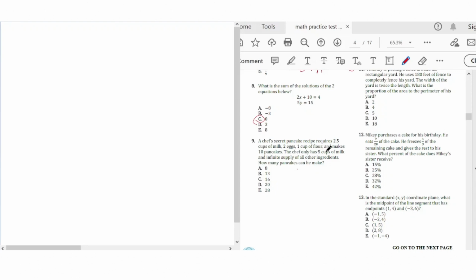The chef only has 5 cups of milk. Looking at his recipe, a chef's secret pancake requires 2.5 cups of milk. That is double the amount of milk to make 10 pancakes. Therefore, 5 cups of milk can make 20 pancakes. Since he has all the other ingredients in extraneous supply, we're going to make double the amount of pancakes, which is going to be 20. D is our answer.